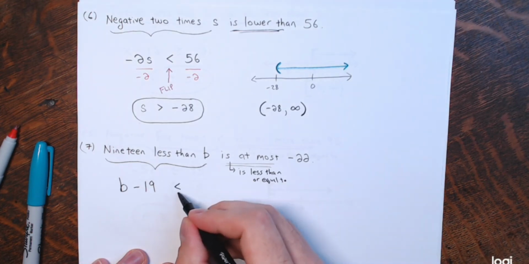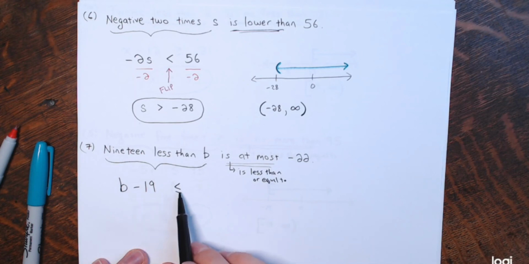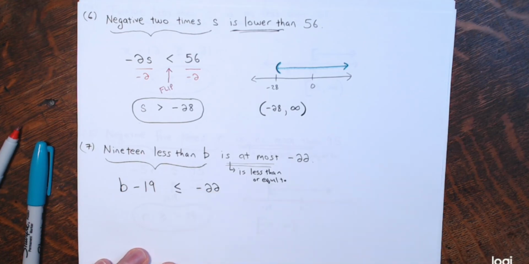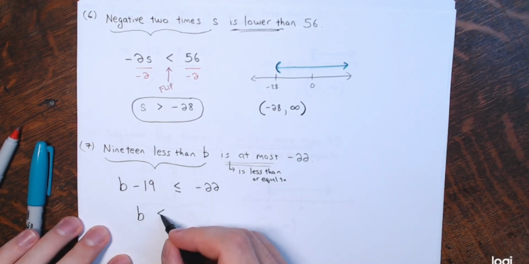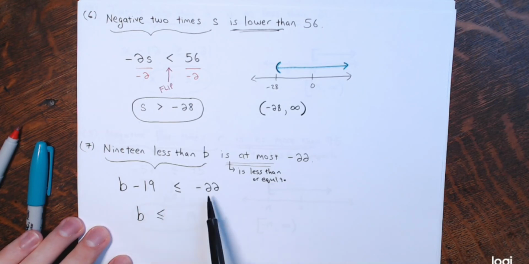Alright, so here you go. This is 19 less than b is at most, is less than or equal to, negative 22 on the other side. And a very simple solve here, just add 19 to get b alone. So b is, again, all I'm doing is adding, so the adding and subtracting doesn't change the symbol, doesn't flip it. And negative 22 plus 19 would be negative 3.